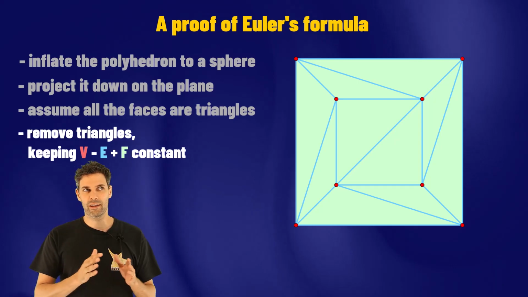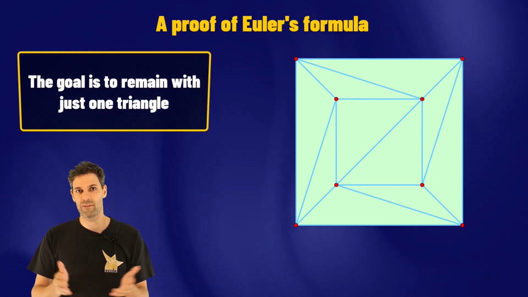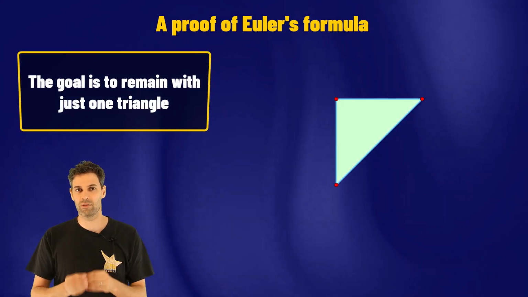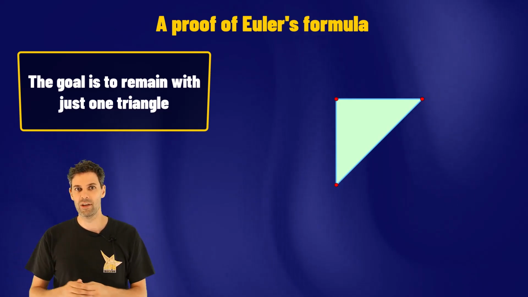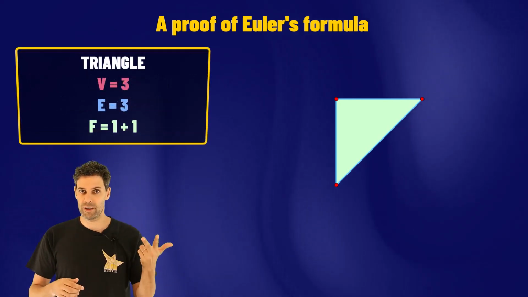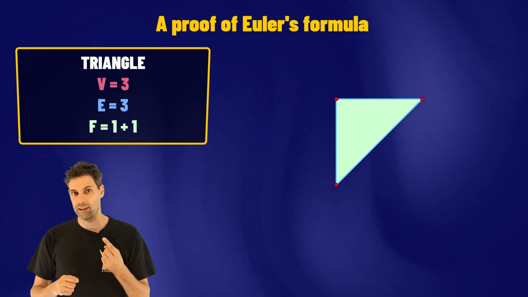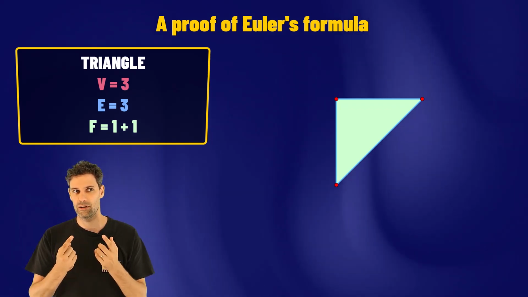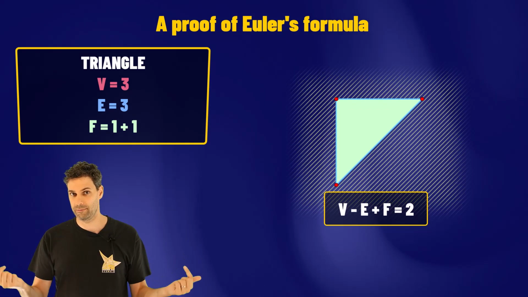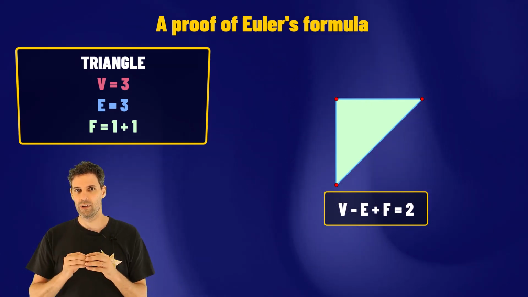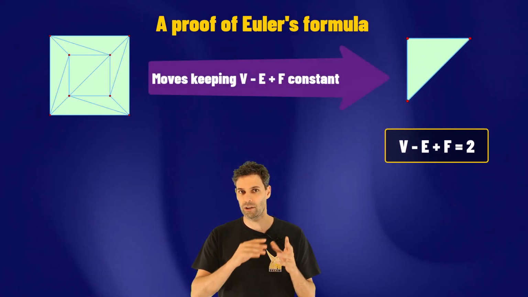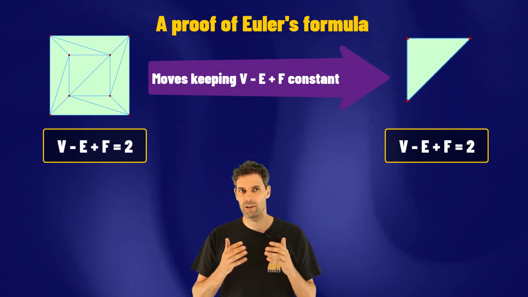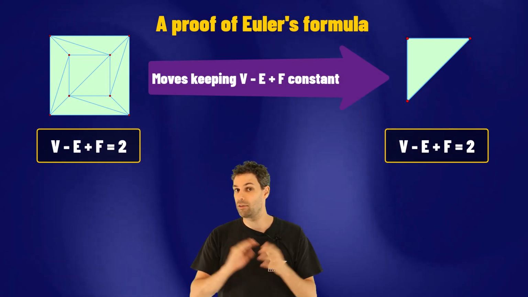The goal is that in the end we will end up with just one triangle, and if we count vertices, edges and faces, we will have 3 vertices, 3 edges and 2 faces, since we have the outside infinite one. And since this value is maintained constant during the transformation, even for the starting polyhedron, we had the same value.